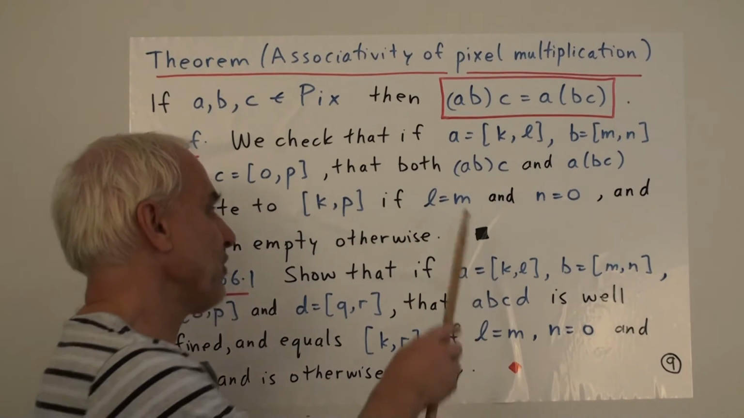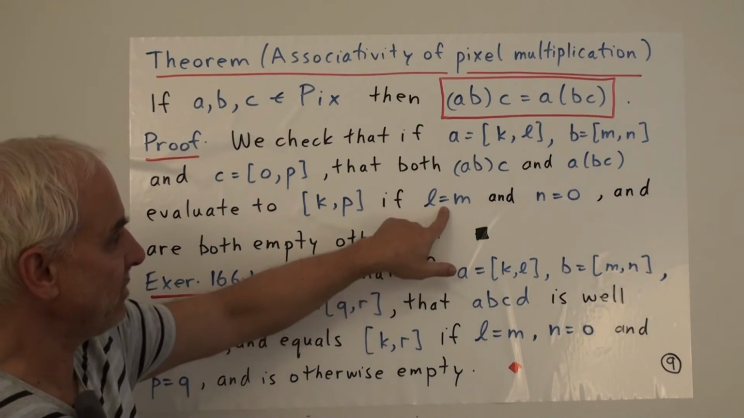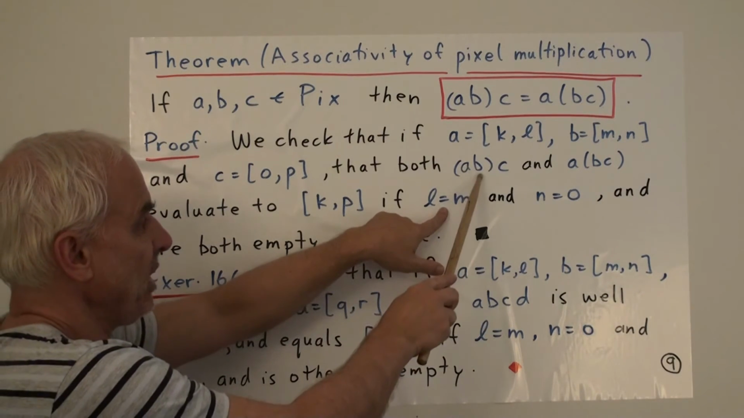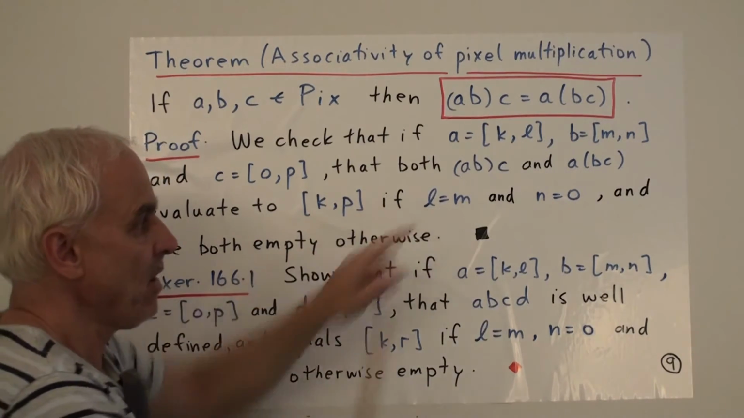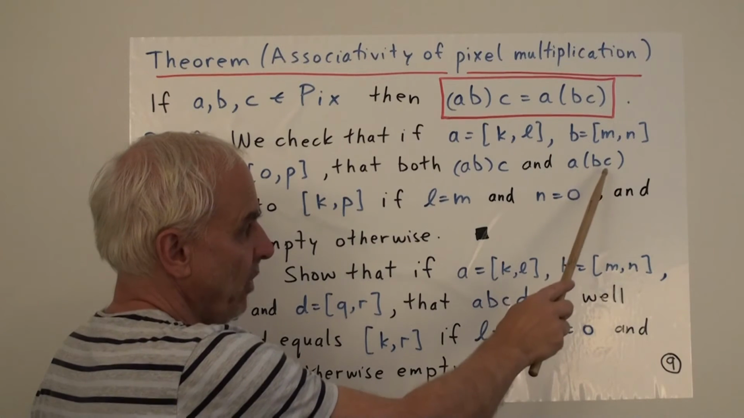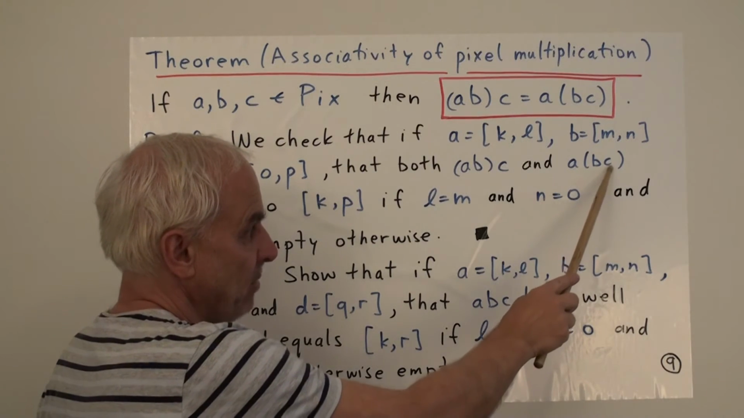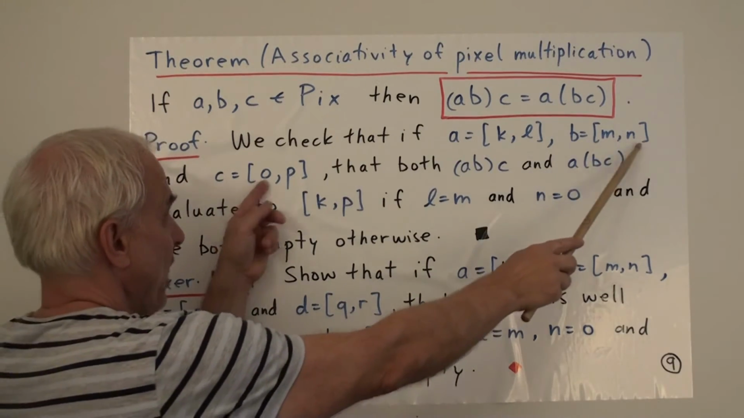All right, so now we have to look at the cases when this is not happening. So if this is not happening, then AB is going to be empty, and this will be empty. What about this thing here? Well, this might be empty, in which case the whole thing will be empty, or it might not be empty. If it's not empty, it's got to be of the form M times P. That's the case when N equals O.